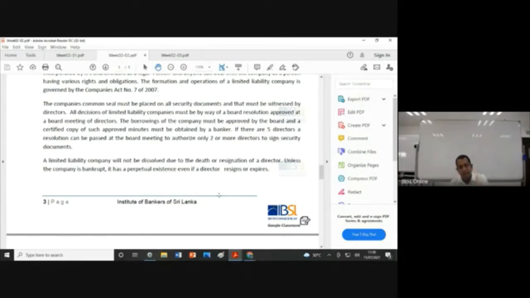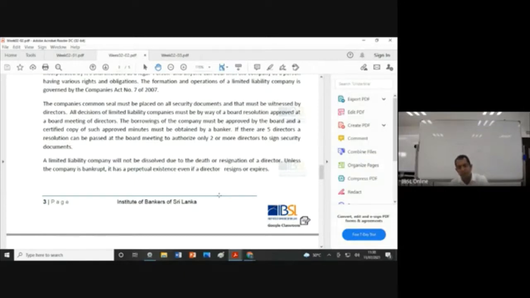If a company declares bankruptcy, then the company needs to be liquidated, then sell the assets and pay the liabilities. Until a company declares bankruptcy, it is a perpetual entity. Companies are allowed to operate whether directors come in or go out. Liability remains with the company, not the directors. Directors or shareholders are not personally liable for the doings of the company.